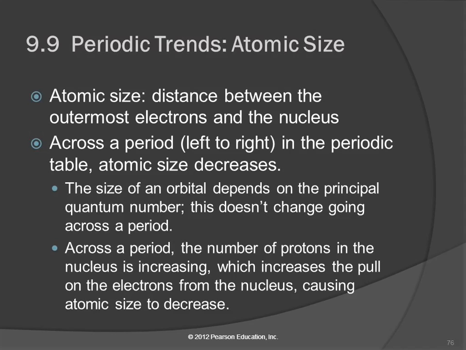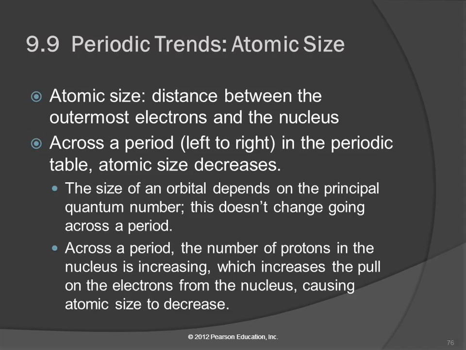We're just going to go with a generic definition: the distance between the outermost electrons and the nucleus. So you've got electrons in increasingly large orbitals, and whatever that largest one is, the distance between that and the nucleus is the radius of the atom. So atomic size equals atomic radius. They're essentially the same thing. There are different ways of measuring them, but we don't care about that right now.